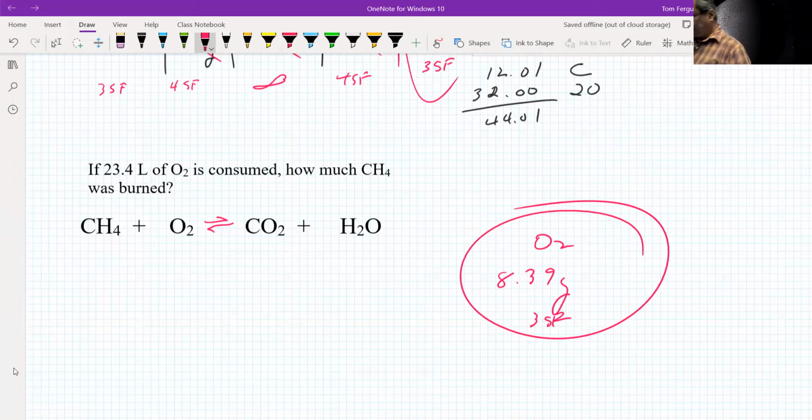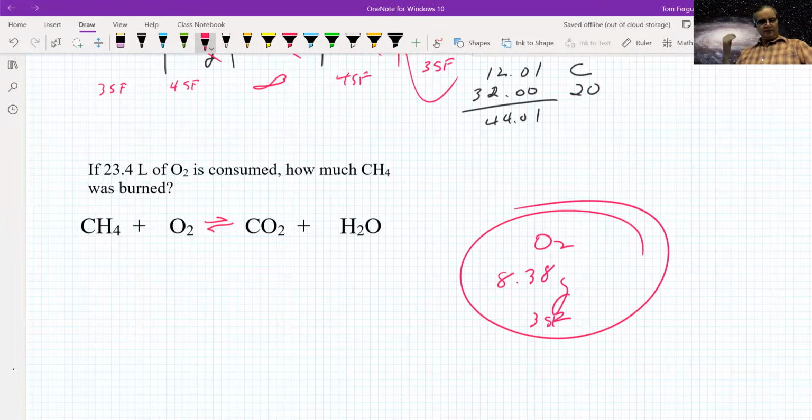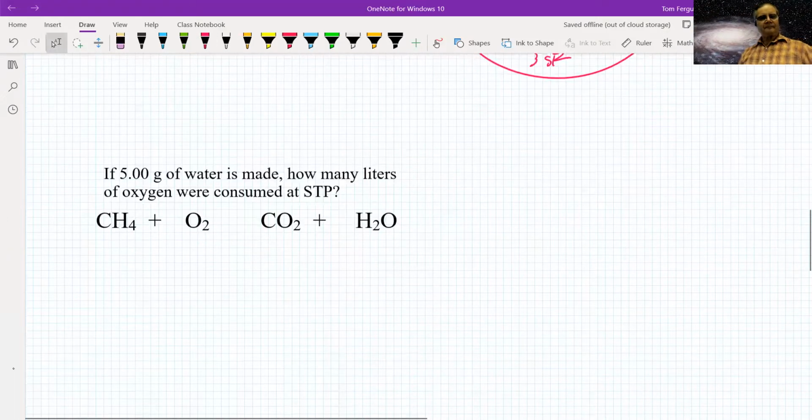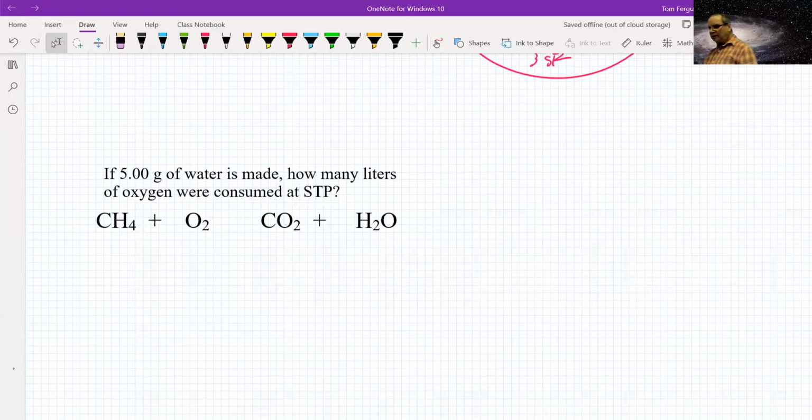3.8. Okay. All right. So let's do another one here. Okay. 5 grams of water is made. How many liters of oxygen were consumed at STP? Now, a couple of things. As soon as I say liters, what conversion factor are you going to be using? Yes, you're going to be using the 22.4 liters.